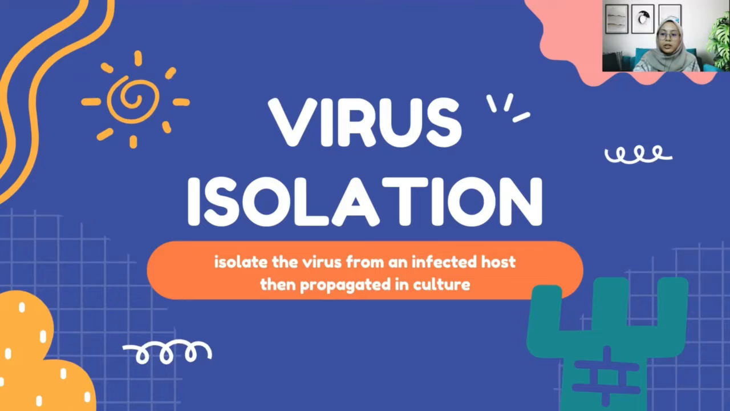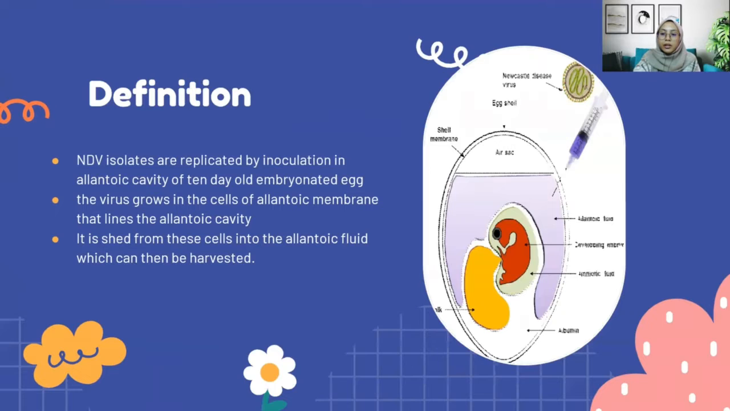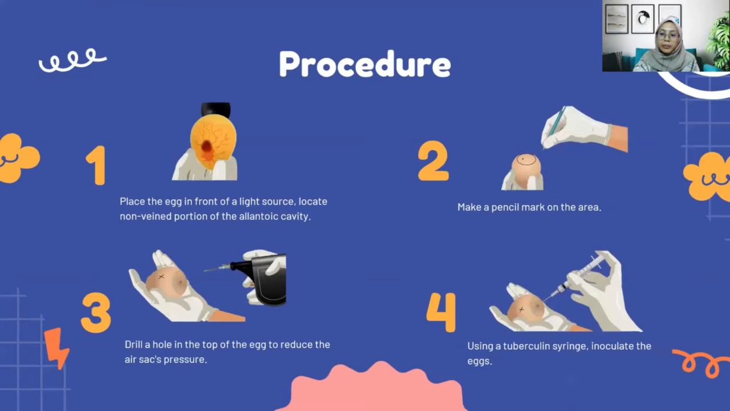The very first virological related technique used in this case is an indirect diagnosis skill, which is the virus isolation. We take the virus out from an infected host and then propagate it in cell culture. In this case, the NDV isolates are replicated using 10-day-old embryonic egg, and then the virus will grow in allantoic membrane.